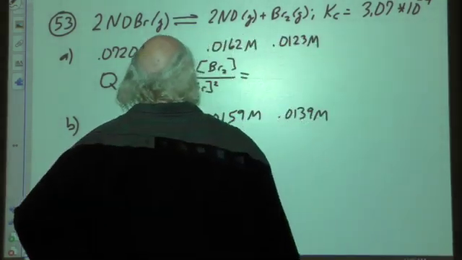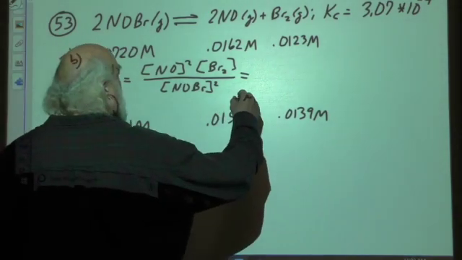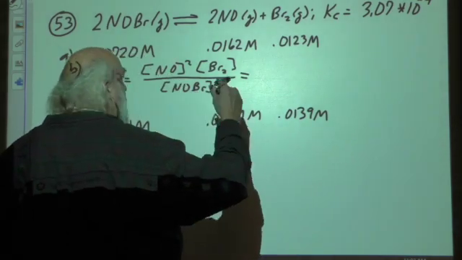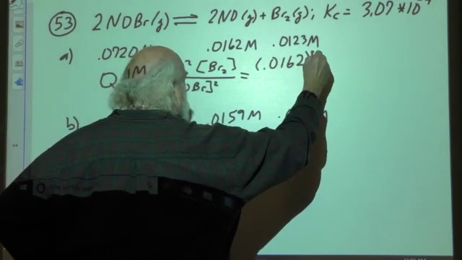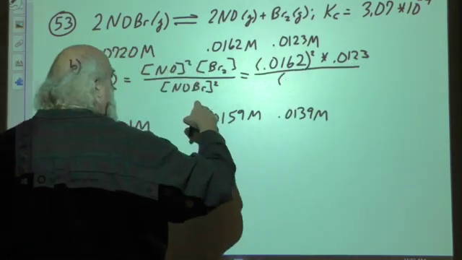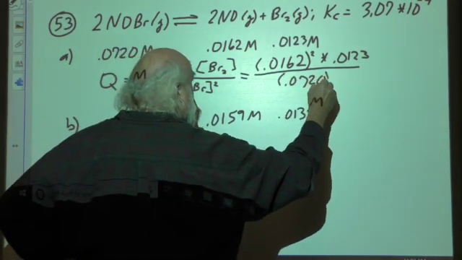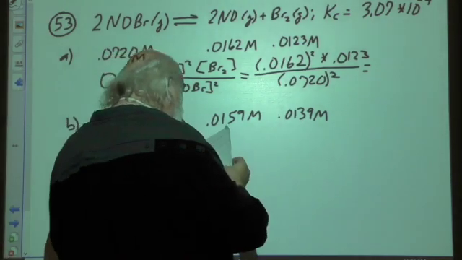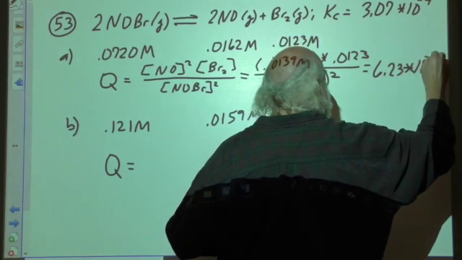So we plug in these values. Now you've got to be careful of these squares here. That gets forgotten so often, and I'm as guilty of that as anybody else. 0.062 squared times 0.0123 divided by 0.0720 squared. And when I worked that out, I got 6.23 times 10 to the negative 4.